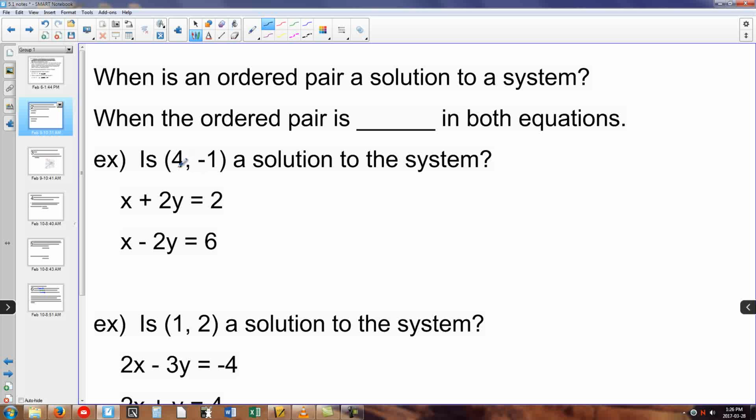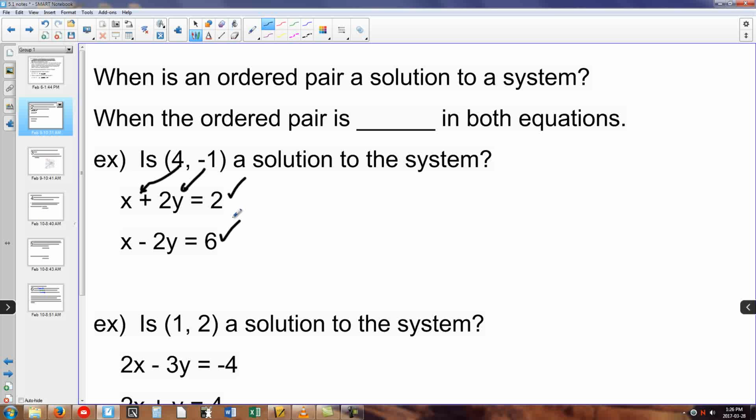means that the ordered pair has to be true in both equations. Like if I plug in 4 and -1, 4 plus 2 times -1, that'd be -2. 4 plus -2 is 2, and that's true. But it must also be true in the second equation. 4 minus 2 times -1, well, -1 times a -2 would be plus 2. 4 plus 2 is 6. Also true.